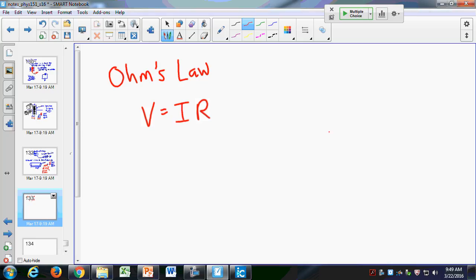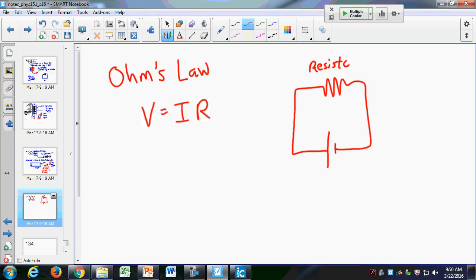So for example, let's say that I have a circuit that looks like this. This is a resistor. This is a battery. And this circuit has current flowing through it. So this would be V. The current flowing through that circuit would be I, and the resistor would be R in this relationship.